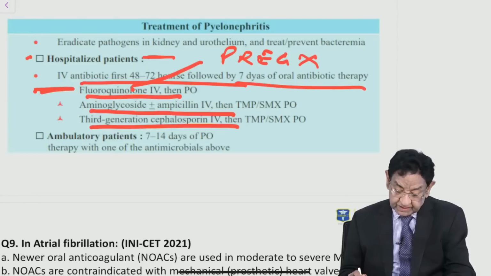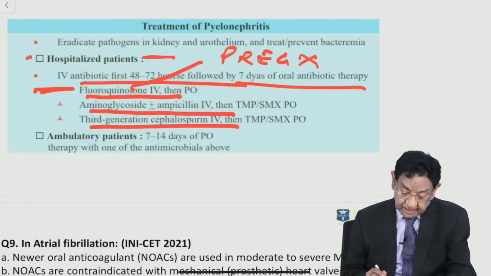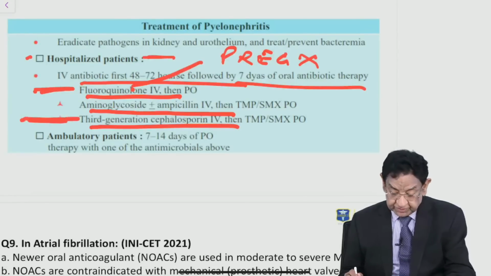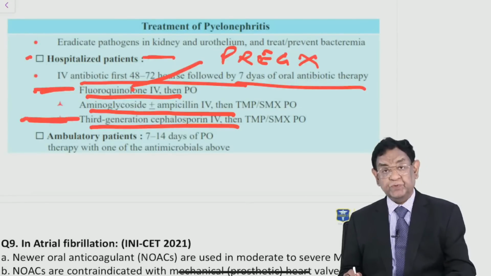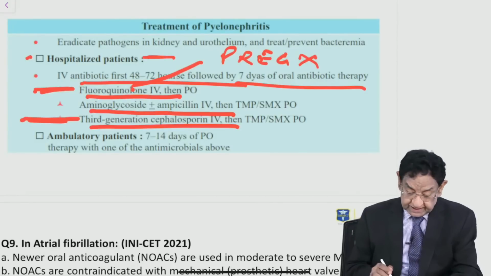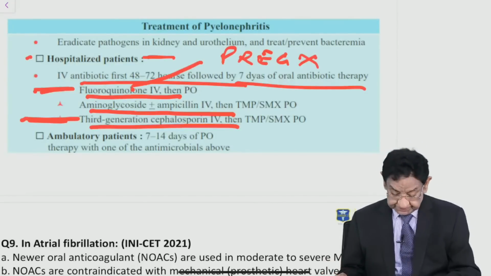Okay. Right? So this is how we are going to treat a case of it. Third generation cephalosporin is one of the best drugs to be given in pregnancy. Other drugs we give in the non-pregnant patients.